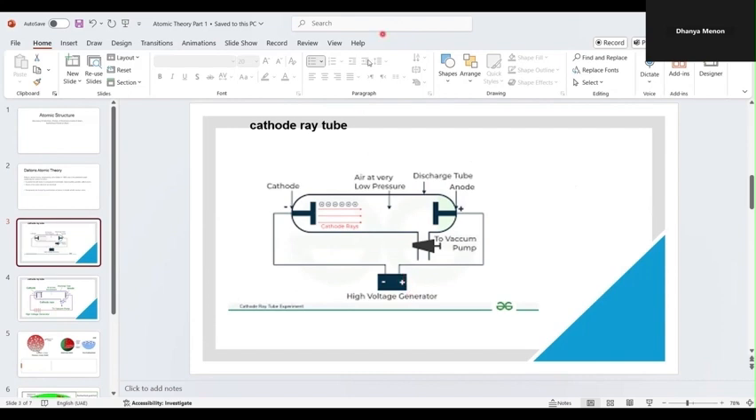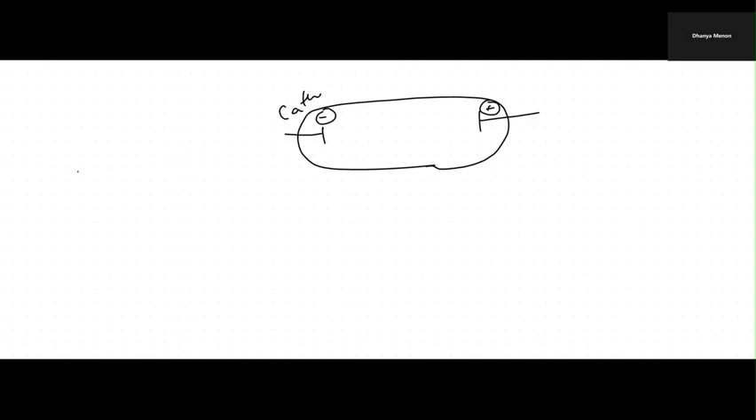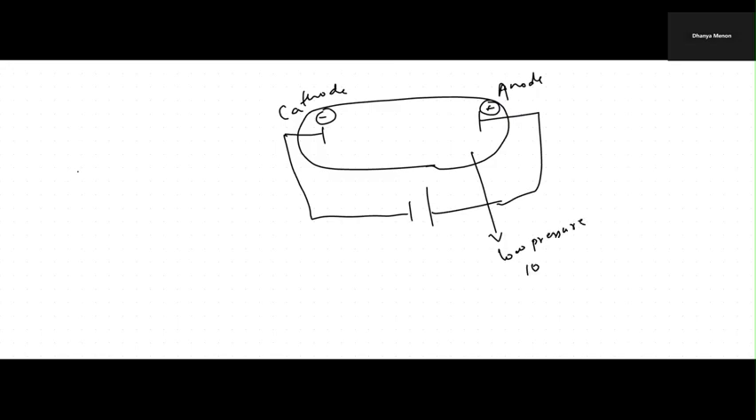Okay, now sharing the whiteboard. Discharge tube, just making a discharge tube. Okay. This is the cathode, which is connected to the negative terminal, and this is the anode that is connected to the positive terminal. Okay. So this is the cathode, and this is the anode connected to the positive terminal. Okay. Now, this is connected to a high voltage, and here this discharge tube has a low pressure, as low as 10 raised to minus 3 millimeter of Hg.